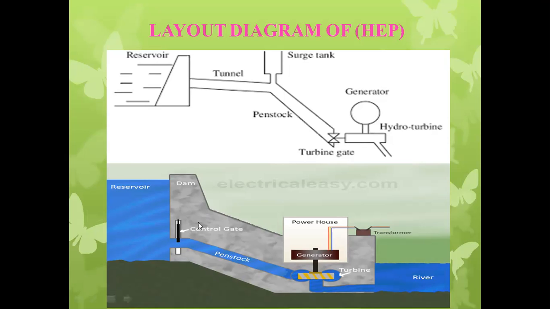The diagram below is also the same, but it shows the animated representation. This one is the reservoir, dam, control gate. The control gate is also provided inside the dam or at the starting point of the penstock. See over here, this is the turbine structure, generator, powerhouse, and then transformer, and this is actually a river or the part of the tail race. We have to remember this point.